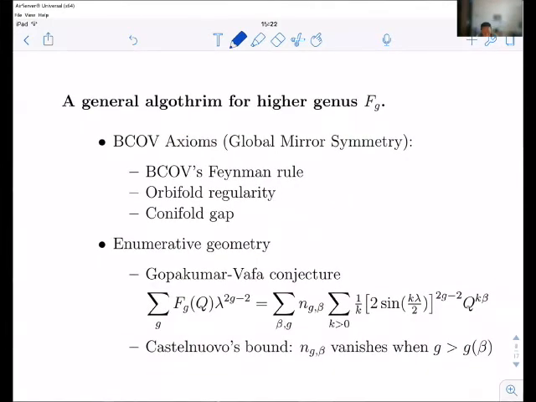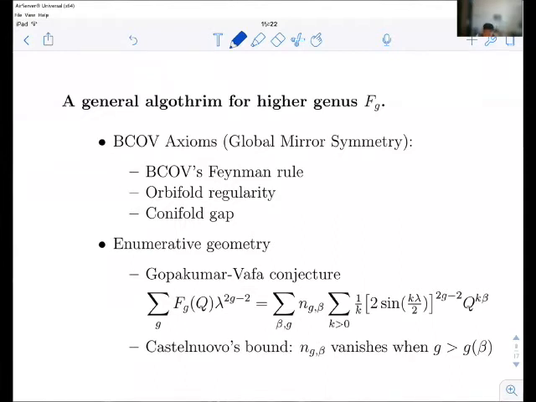Then, following BCOV, Yamaguchi-Yau, Katz-Klemm-Vafa and then Huang-Klemm-Quackenbush, in a series of subsequent works, these physicists give us a general algorithm for the higher genus F_g. It consists of two parts, from the B model and the A model respectively. For the B model part, we call it the BCOV axiom. This consists of three parts. The first part is the BCOV Feynman rule, which we have mentioned.